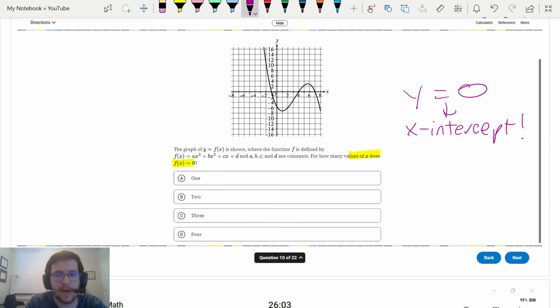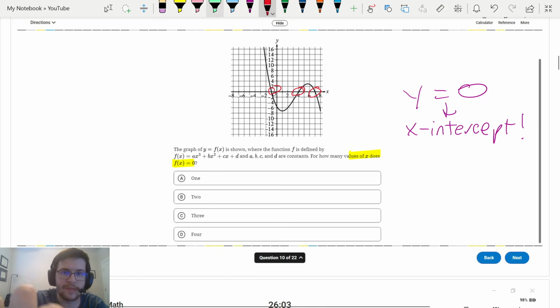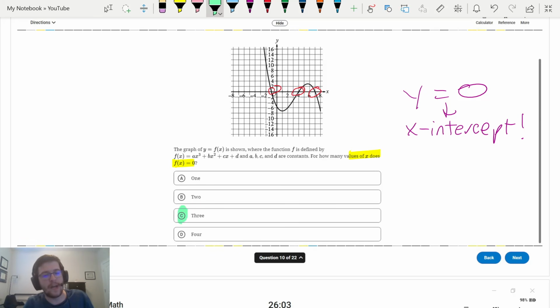So it's asking you how many x-intercepts. Okay, let's circle them. 1, 2, 3. 3 x-intercepts. That's it. Whenever you have y or f of x equals 0, it's an x-intercept. Whenever you have x equals 0, it's a y-intercept.